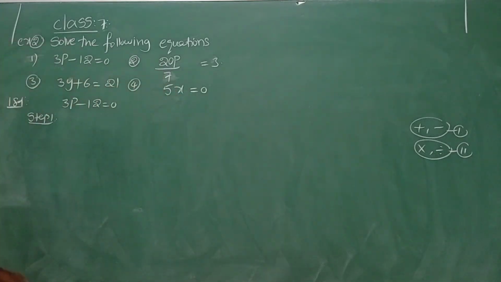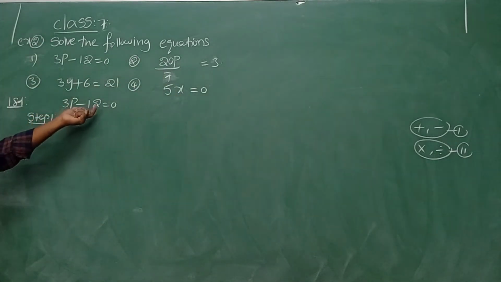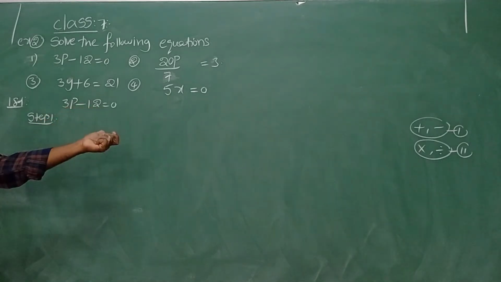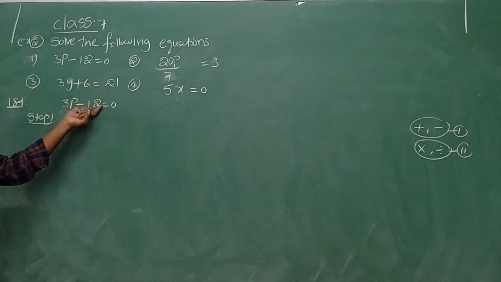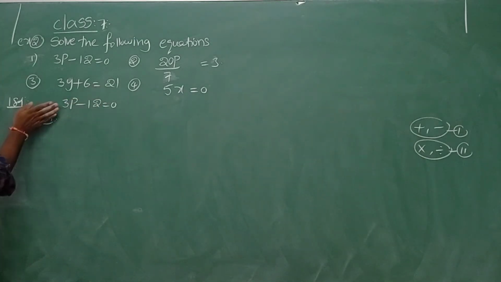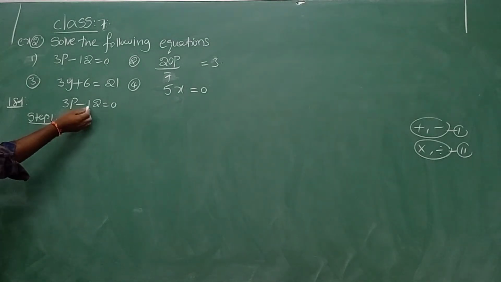Why? Because this into 3 is along with p. First you said minus 12. Minus 12 is away from p, no? So this minus 12 we remove first. Means here minus 12 or plus 12, whatever is there, we'll remove these terms first. Then we'll remove the term which is along with that alphabet, along with the variable, maybe it is into or division. So first we have to remove this minus 12.